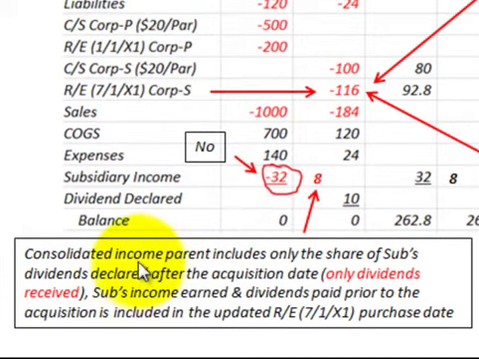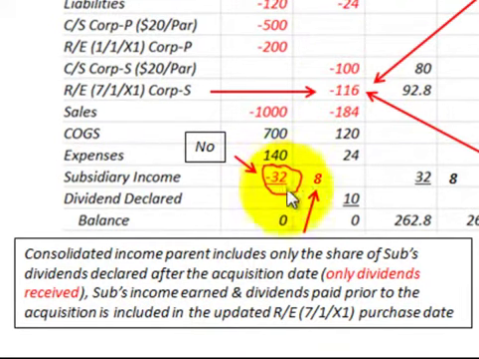So summarizing it here, the consolidated income of the parent includes only the share of the subsidiary dividends declared after the acquisition date, and those would be only the dividends actually received from the subsidiary. But the sub's income earned and the dividends paid prior to this acquisition date would be included in the retained earnings that we recalculated based on the purchase date, and that was the same using the cost method and the equity method.